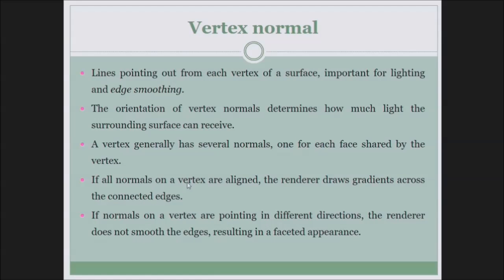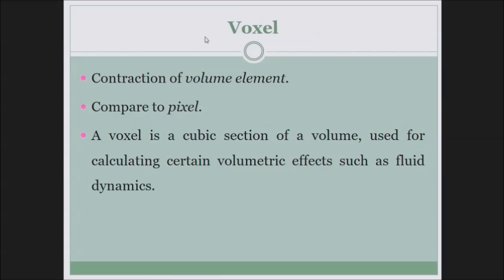If all normals on a vertex are aligned, the renderer draws gradients across the connected edges. If normals on a vertex are pointing in different directions, the renderer does not smooth the edges, resulting in a faceted appearance. Coming to voxel, this is a volume element which is compared to a pixel.